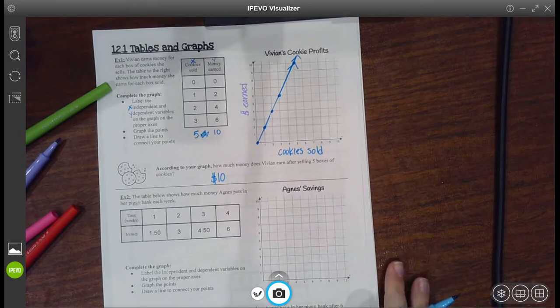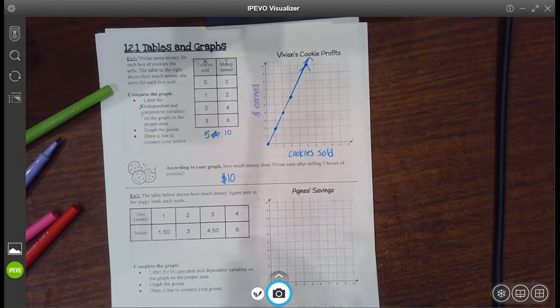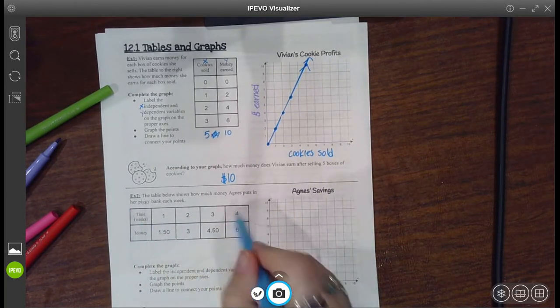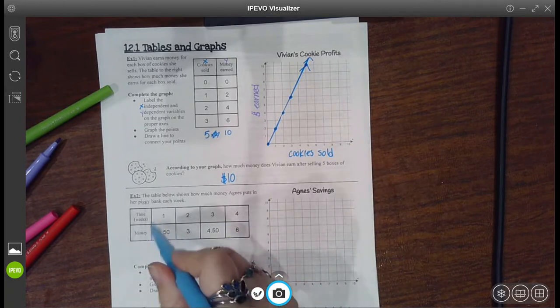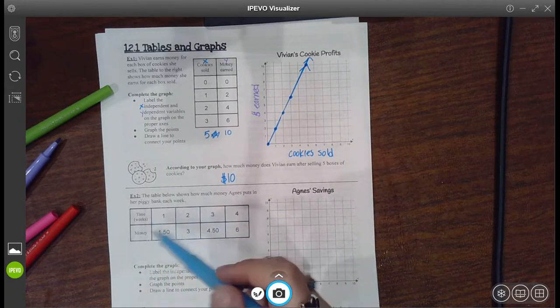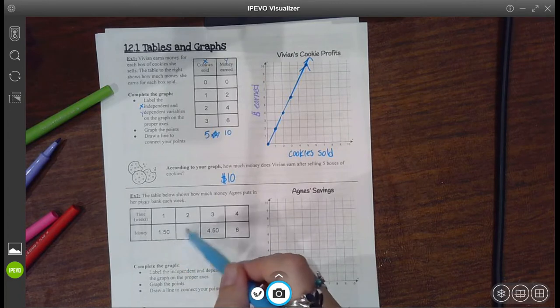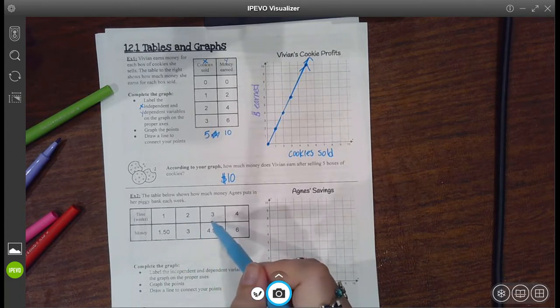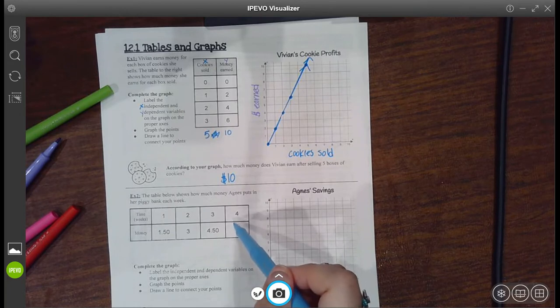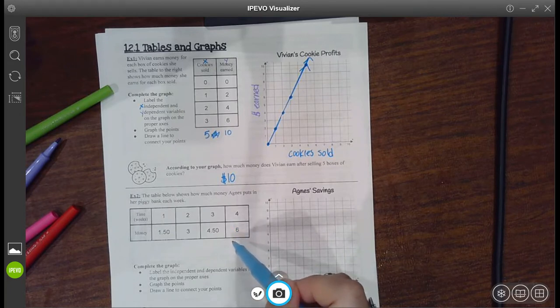Example 2 says, the table below shows how much money Agnes puts in her piggy bank each week. Okay, so here's the time in weeks. And then this is how much money I have according to which week it is. So at week 1, she had $1.50. Week 2, she had $3. Week 3, she had $4.50. Week 4, she had $6.